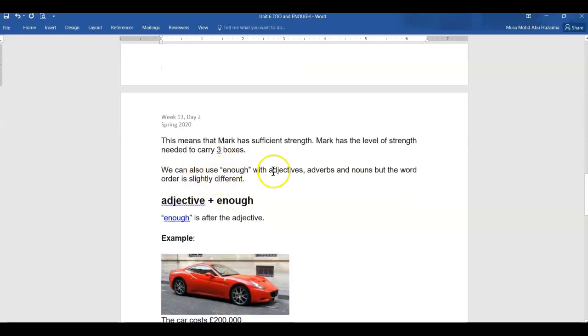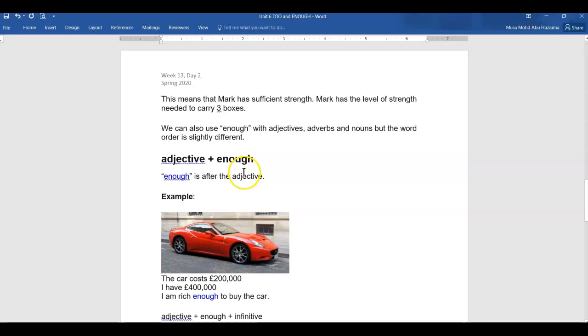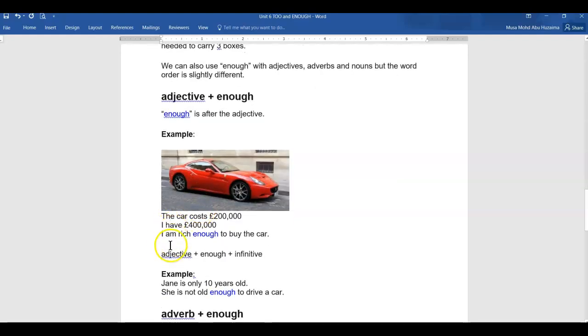We can also use enough with adjectives, adverbs, and nouns. But the word order is slightly different. You need to pay special attention here. We use enough after the adjective. Example, look at this car. The car costs 200,000 pounds. I have 400 pounds. I am rich enough to buy the car. So here enough is used after the adjective rich. Okay? I'm rich enough to buy the car.